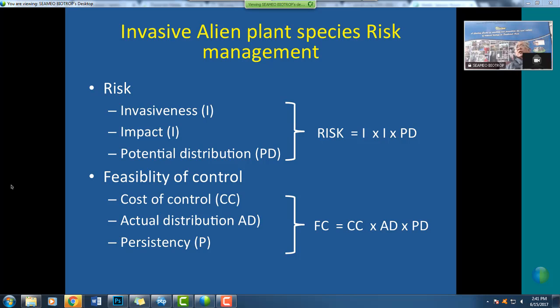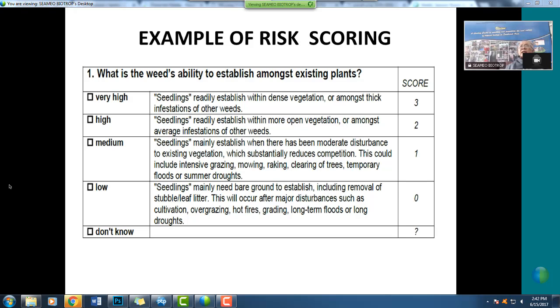And feasibility of control consists of cost of control, of course, and then actual distribution, and also persistency. And the feasibility of control is a combination of cost of control, actual distribution, and persistency. Just to give you an example of how to score the risk. There are many tables like this, but this is only to give you an example of how to evaluate the risk.